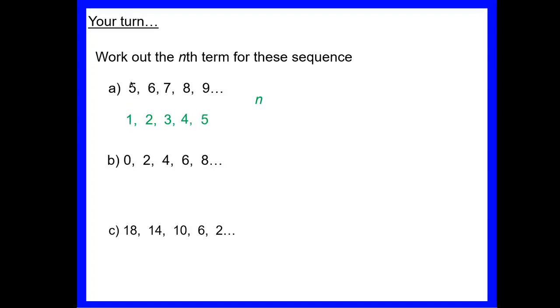Compare it. To get from 1 to 5, we add 4. 2 to 6, we add 4, add 4. So we put our add 4 at the end. So the rule is n plus 4.